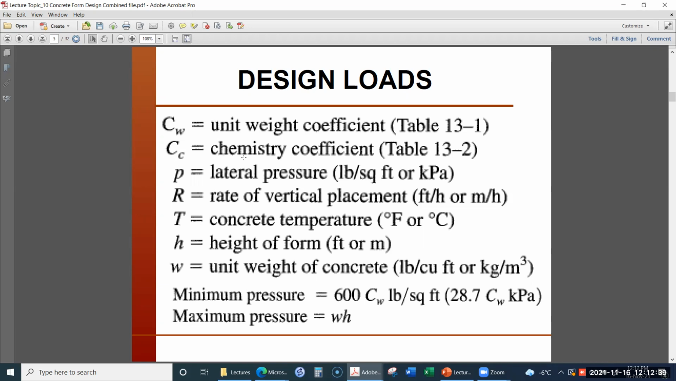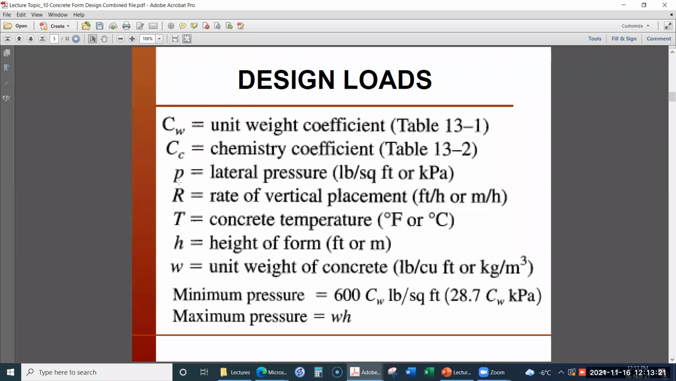That means what is the type of the cement, type 1, type 2, type 3 cement. Some of the cements are rapid setting cements, some of the cements are not rapid setting. Some of the mixtures include slags, some of the mixtures include fly ash. So the use of these other admixtures in the concrete will retard or accelerate the setting time of the concrete. Depending on that, some of the coefficients may be added.